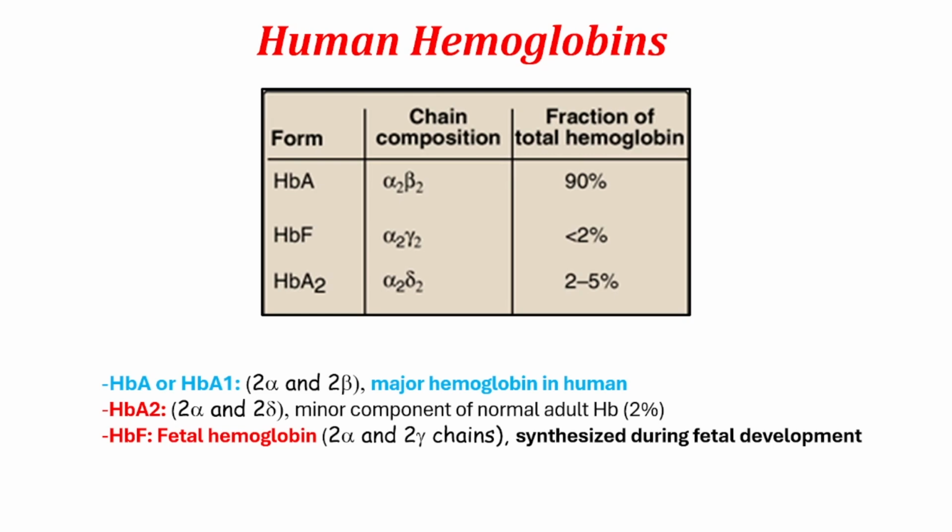Yes, hemoglobin F has a high affinity for oxygen, more than hemoglobin A. This is how the fetus catches, we can say, the oxygen from the blood of the mother, because it has more affinity than hemoglobin A. Okay.